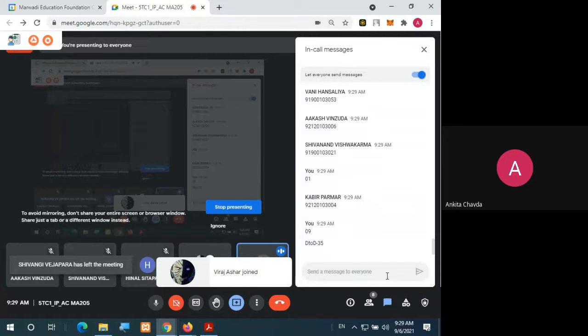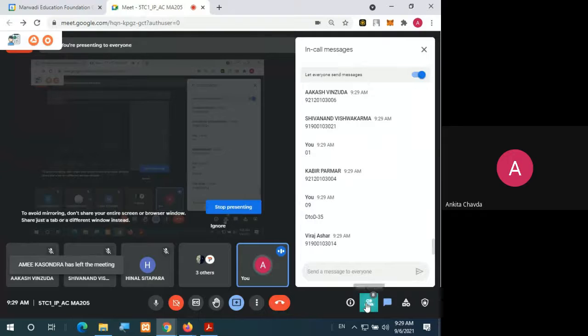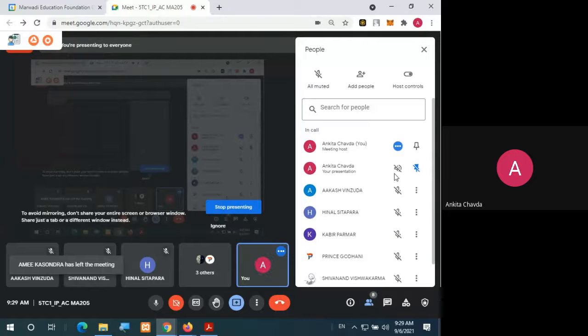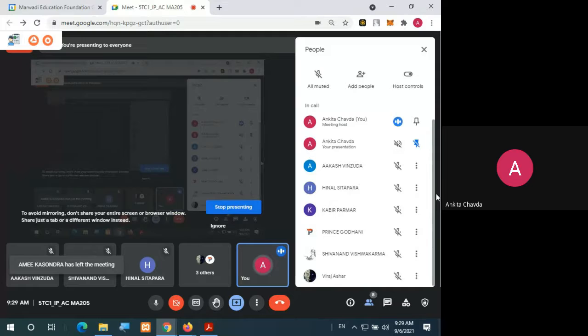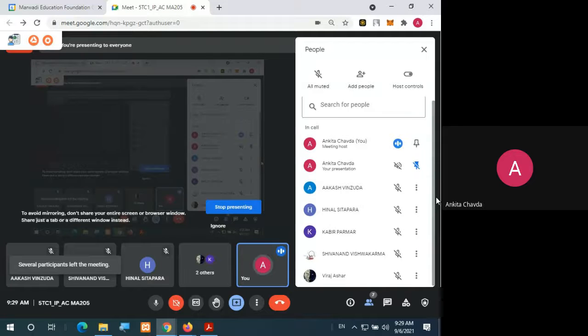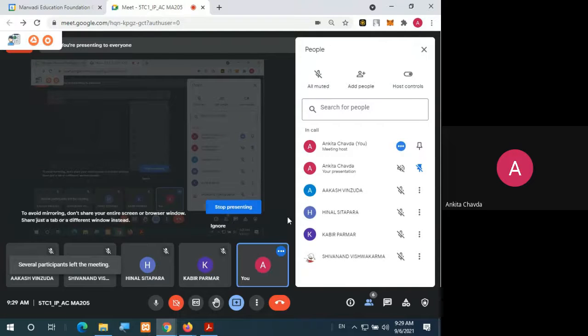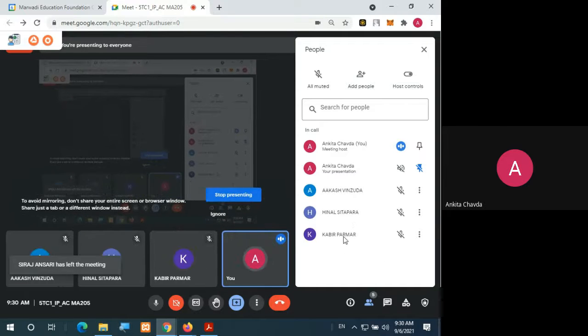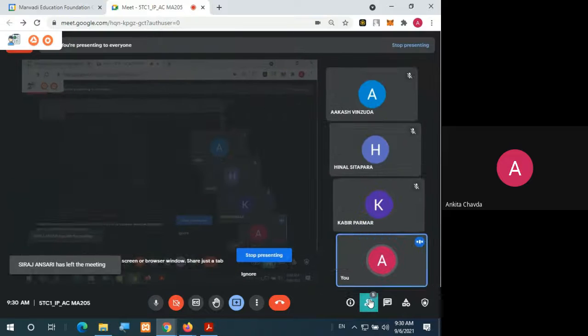Anyone else who still remains to write the numbers, please write it down. Akash, Hinal, Kabir, Prince, Shivanand, Viraj. Akash, Hinal, Kabir, you can write your enrollment numbers and you may leave.